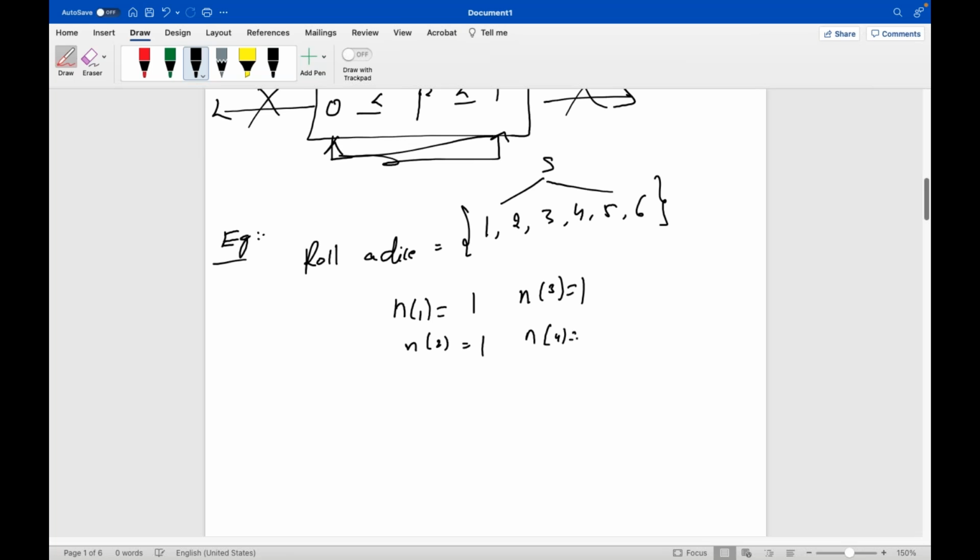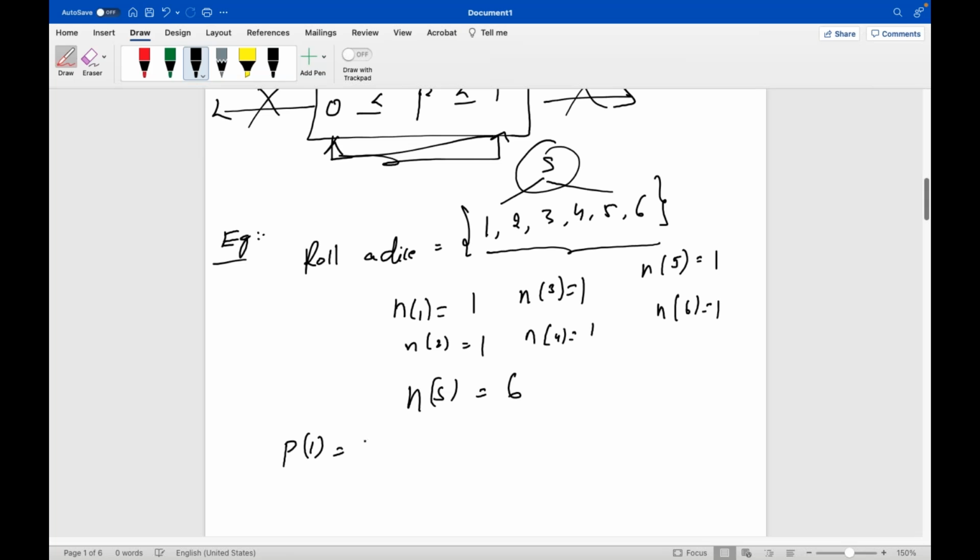So you just note the number of events for each outcome, and the number for 6 is 1. What is my number of sample space, n of s, that means how many possible outcomes we have when we roll one die one time? There are 6 possibilities, so the total possible outcomes are 6. Now I want to find the probability of 1: the number of events of 1 divided by the number of possible outcomes, which is 1 by 6. Is it clear? And so on. The probability of 2 will also be the same. Can you please note this example?